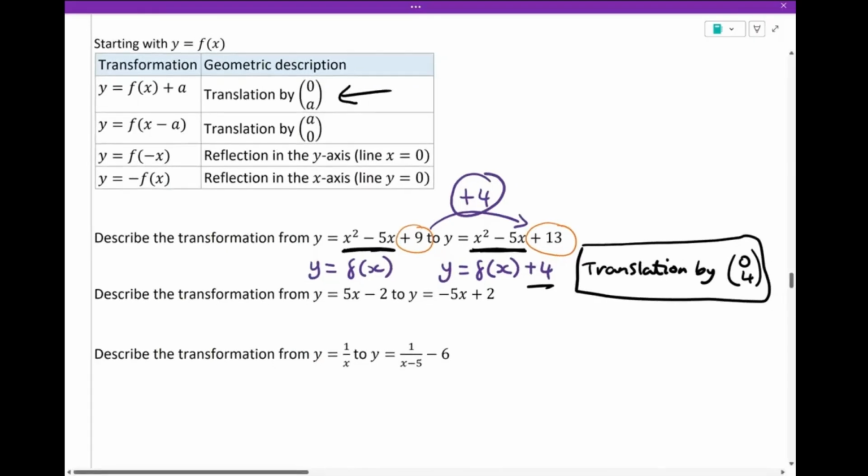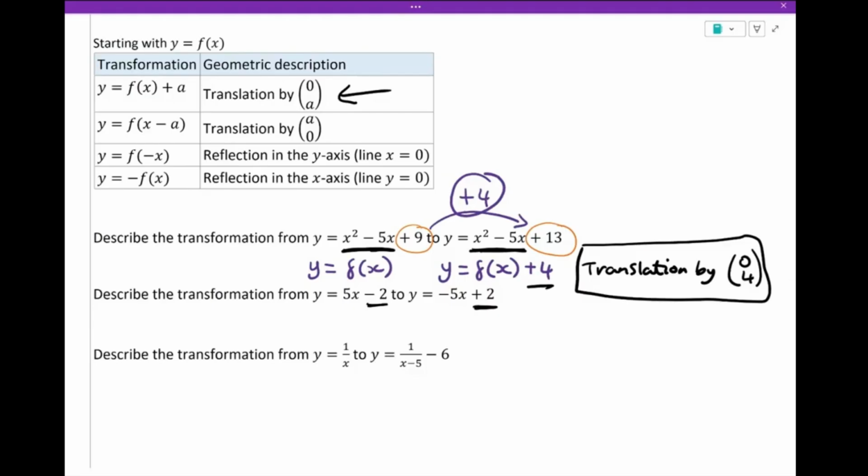Let's look at our second question. So we've got y equals 5x subtract 2 and y equals negative 5x plus 2. So it seems that the x term has changed because we've gone from positive to negative, but also our constant terms have changed. We've gone from negative to positive. So that would imply we multiplied by negative 1 throughout the entire equation.